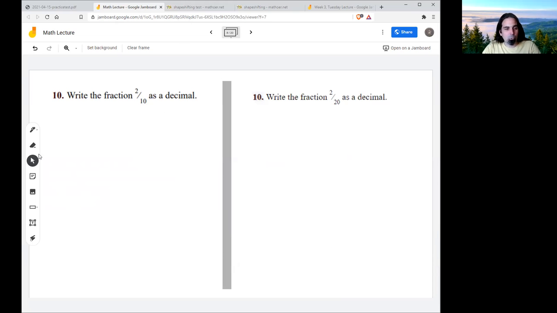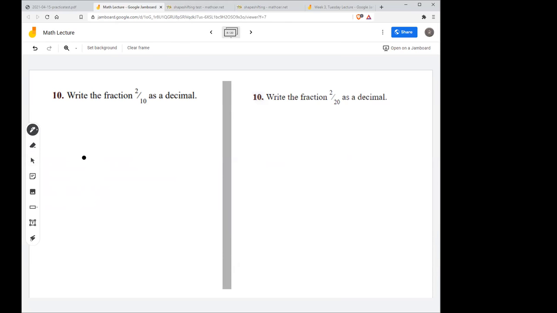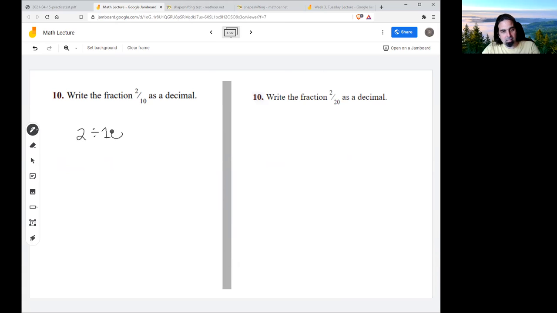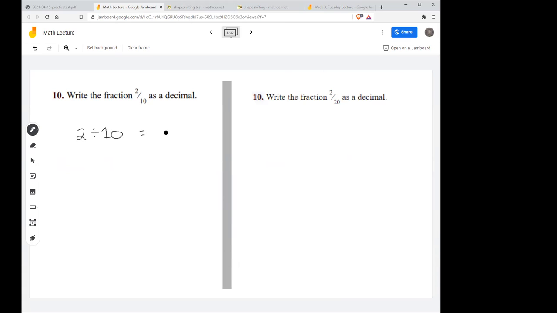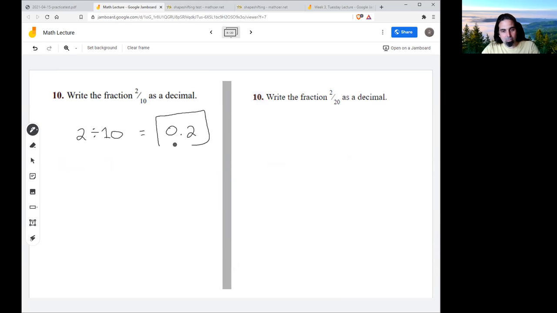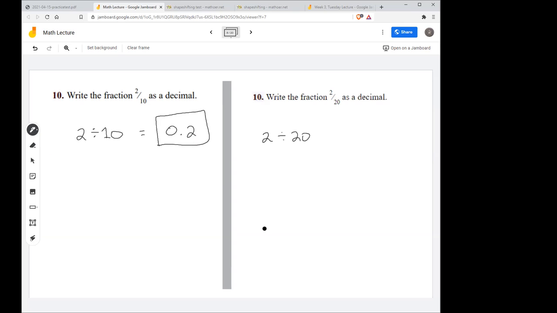Okay, who wants to tell me 2/10? Don't think too hard about it. I'll do it. Okay, so you divide 2 divided by 10, and you get 0.2. You didn't even have to divide because you can just say it's 2/10, right? That's just how you say that decimal. Yeah. But for the other one, for 2 divided by 20, then yes, dividing is the right thing to do.